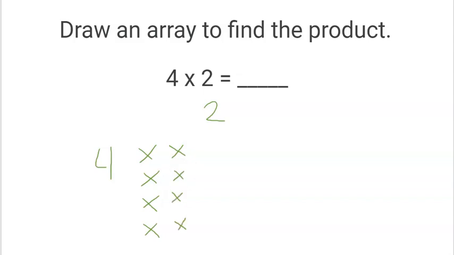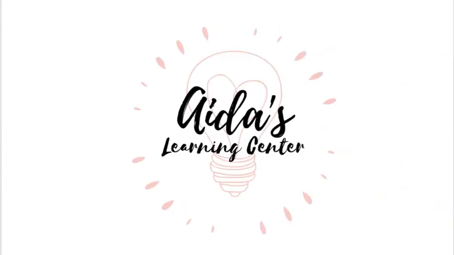And let's go ahead and count by 2 since we know how to count by 2. So we have 2, 4, 6, 8. So the product of 4 times 2 equals 8. Pretty simple. Now go ahead and write some multiplication sentences with a friend and you can practice drawing some arrays.